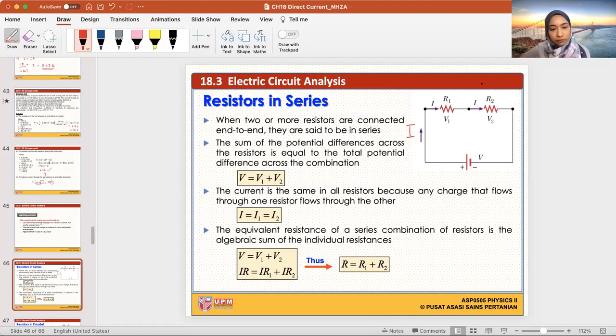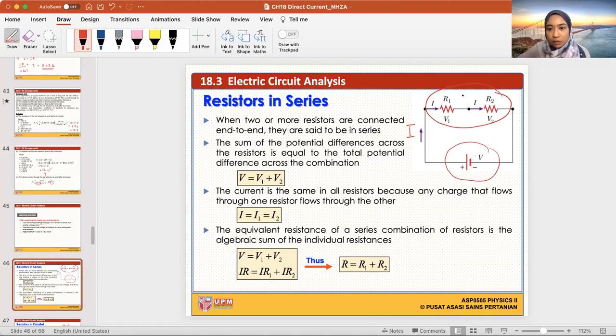So the current is the same, but the voltage is not the same. If the voltage is the same, which is in parallel cases, the current is not the same. So they are opposite. Okay, so here, if the I is the same, we have voltage number 1 and voltage number 2. And I also told you that the total for these resistors should be equal to a voltage of the battery, assuming that they are the only components there.